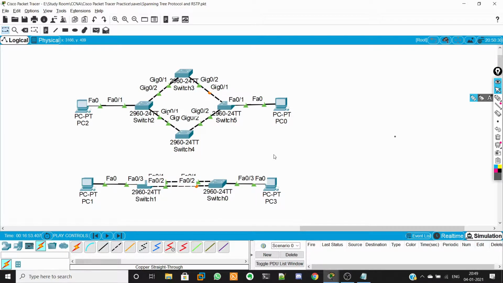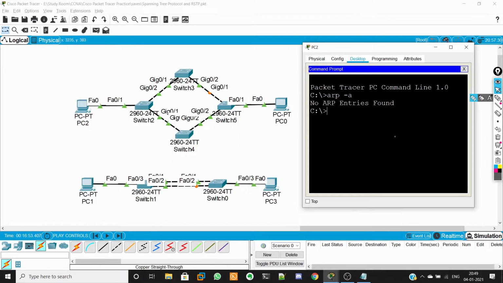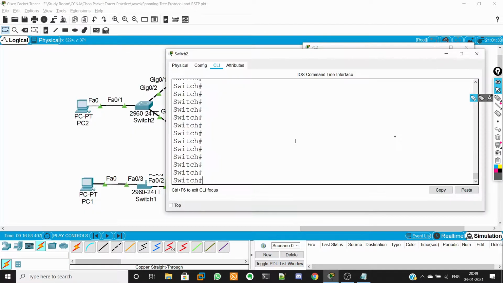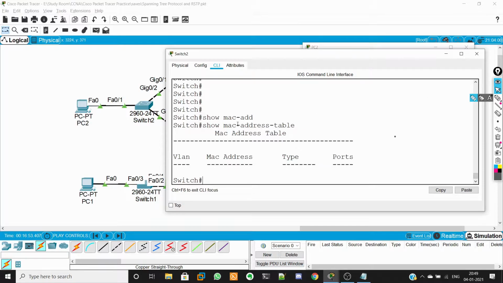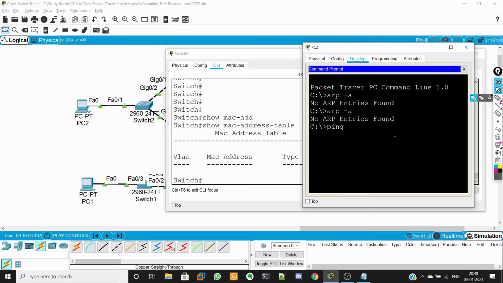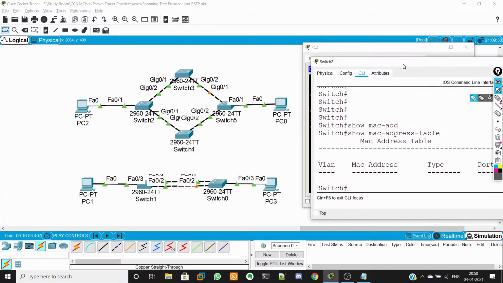As I mentioned in my earlier video, in a layer 2 switching environment, if a device wants to communicate with another device, it needs the destination device's hardware address. My network is really fresh and I haven't communicated with any other device, so my ARP entry is simply blank. Also, my switch has no entries. It's simply blank. So I am pinging the remote PC.